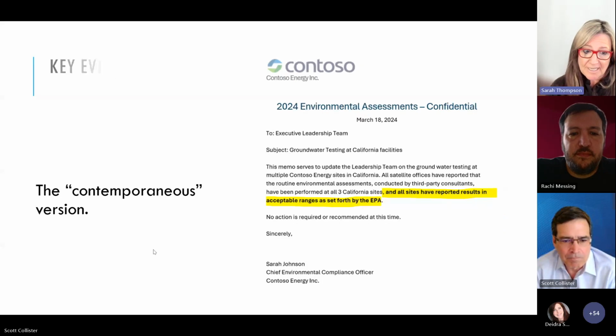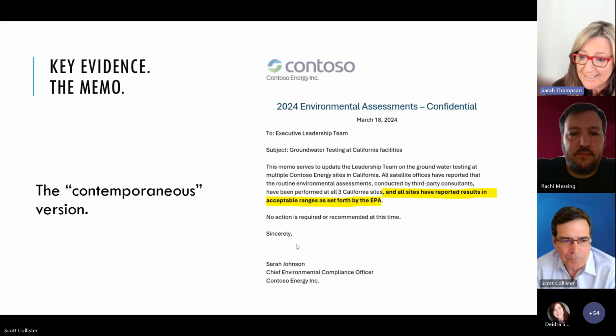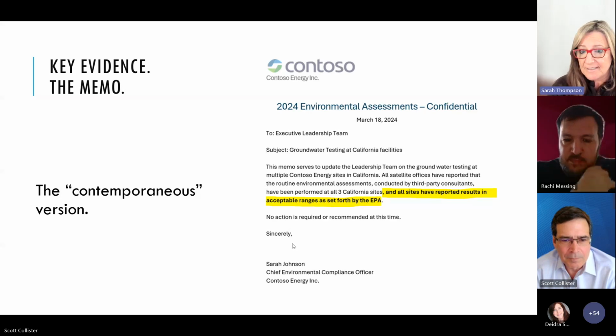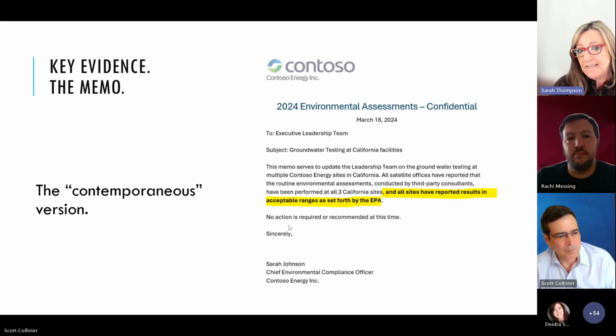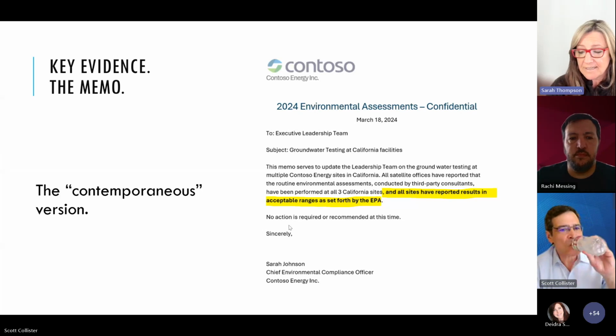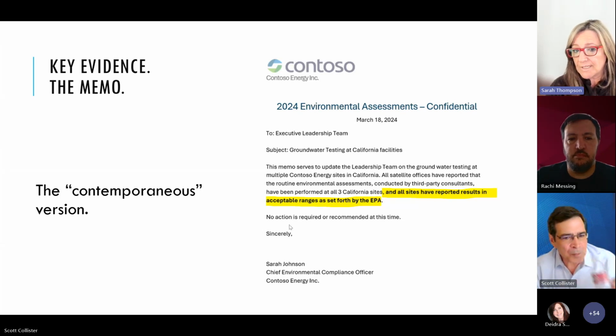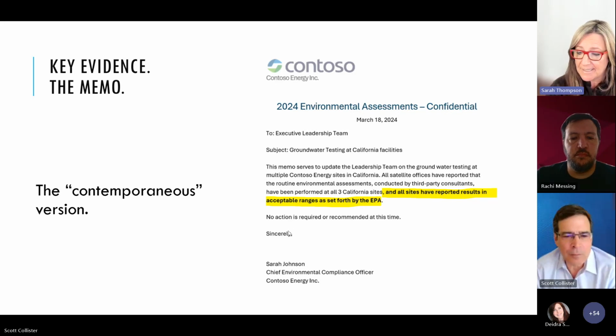So this is the contemporaneous version. This would be a document that had been modified. So we collected today, and it says all the Hinckley site and everybody else, they all reported that the results were in acceptable ranges set forth by the EPA. So all's good, nothing needs to be done. Executive team is off the hook. That's what we would collect.